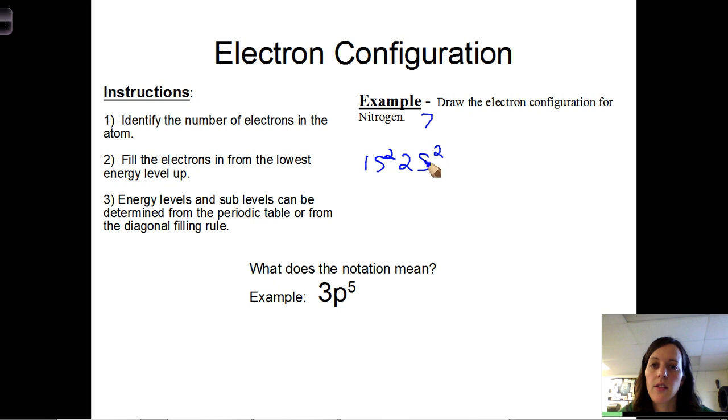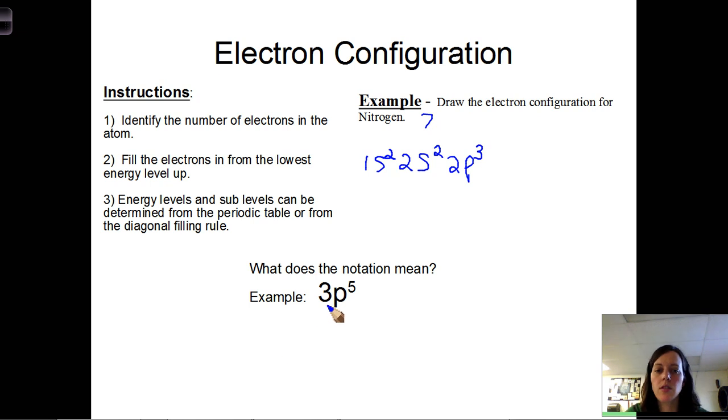We need to keep going. Looking at your periodic table, there's a 2p sublevel. The p sublevel is, if you count, 6 blocks wide, so it can fit 6 electrons. However, we only have 3 left, so we are only going to put 3 in it. Now we have 2 plus 2 plus 3 is 7 electrons, and we've drawn the electron configuration for nitrogen.